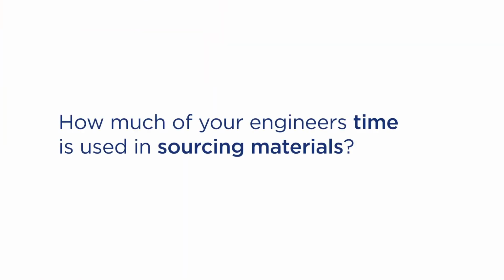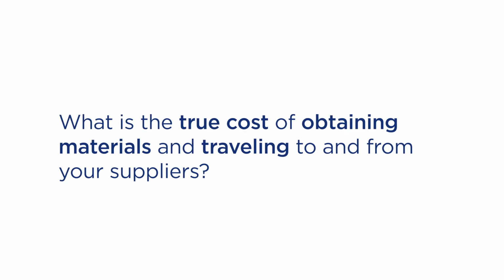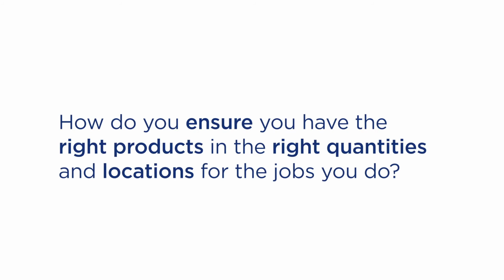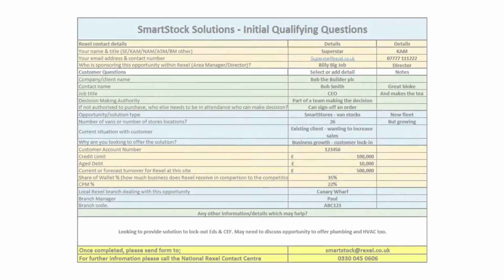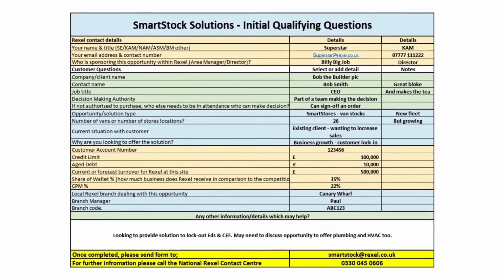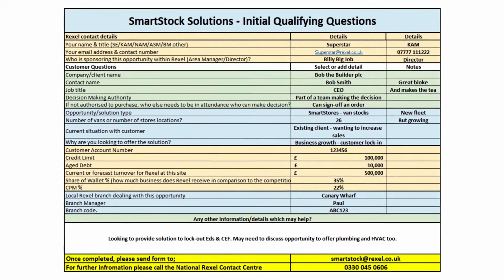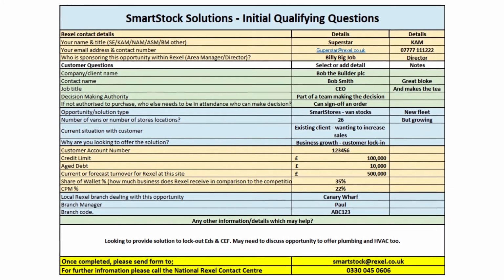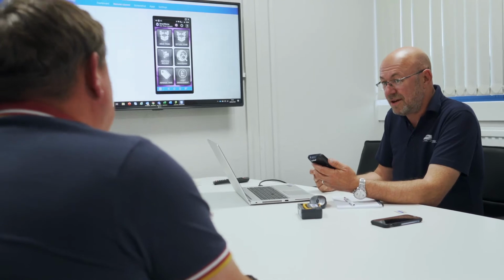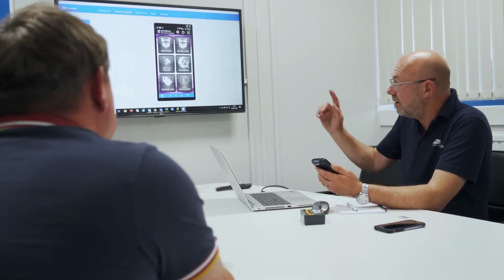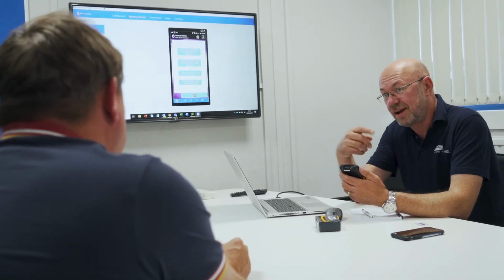How much of your engineer's time is used in sourcing materials? What is the true cost of obtaining materials and travelling to and from your suppliers? How do you ensure you have the right products in the right quantities and locations for the job you've got to do? This is not an exhaustive list of questions. A full list of qualifying questions is available on the SmartStock Toolkit on the Hub. Be sure to capture all their issues so you can keep your presentation relevant to their organisations, constantly referring back to their specific challenges.